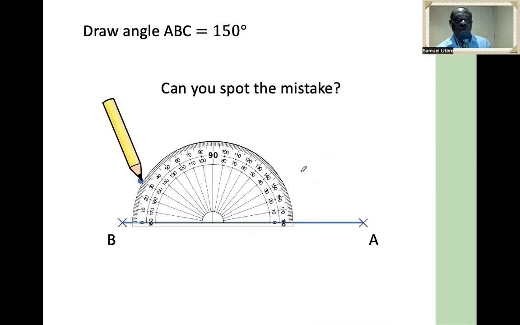What about this? If you've been asked to draw an angle ABC of 150 degrees, can you spot the mistake? Now, remember, when we draw our angles, we must make sure that the crosshairs of the protractor lines up with the vertex of the angle. Now, the vertex of the angle is defined by the middle letter. Remember how we label angles? But that is not what has happened here.